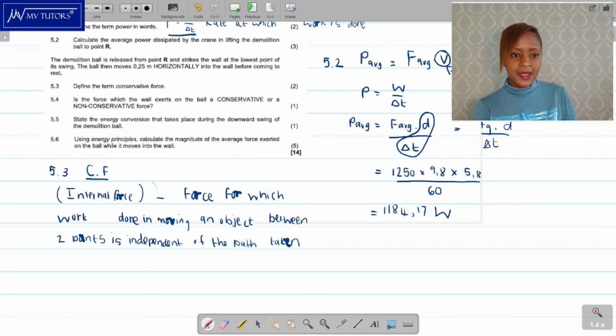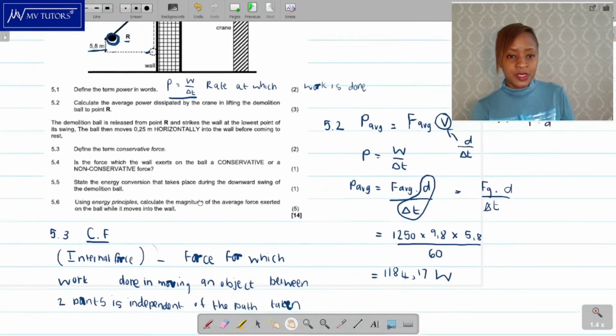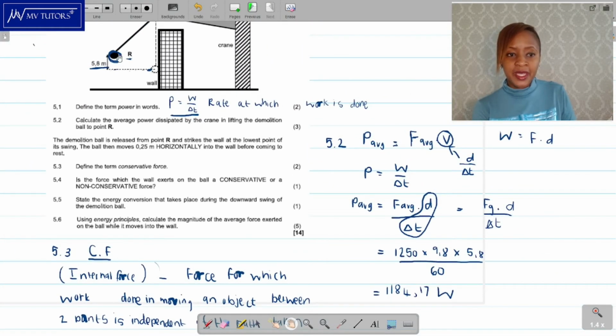Now let us go back to question 5.4. Is the force which the wall exerts on the ball a conservative or a non-conservative force? We know that the only force acting on this ball is gravity, right? So the force on the ball while falling is a conservative force. But once the wall exerts a force on the ball, is it still conservative or non-conservative? The answer is non-conservative.